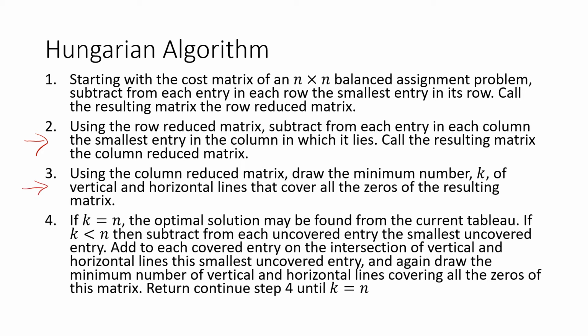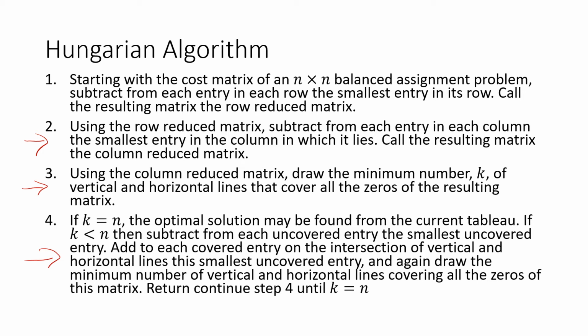Then what we're going to do is find the minimum number of lines that cover all the zeros. Now, this is the trickiest part of this problem, especially when you have large matrices. You have to find the minimum number of lines to cover all of the zeros. If that's equal to n, in other words, if the number of lines is equal to the number of rows in the matrix, then you have a solution from the tableau. If it isn't, in other words, if you need fewer lines, you have to continue. You have to make an adjustment.